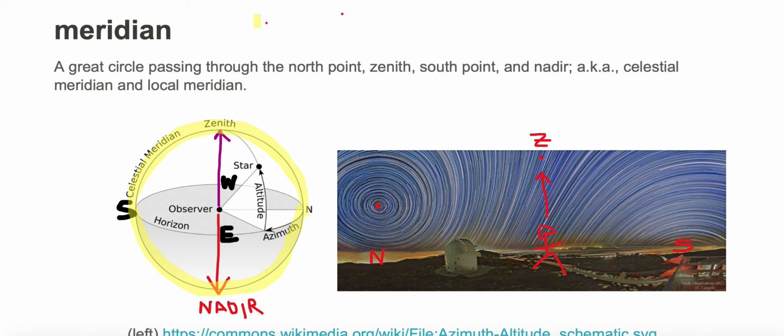So now we want to go ahead and put in the local meridian, or a celestial meridian, which is only going to be about half of the great circle because the earth is going to get in the way, so we can't see from north to nadir to south. So once again, we start with our north point, we go up through zenith and down through our south point, and this is what our local meridian of our local sky is, otherwise known as our celestial meridian or meridian.